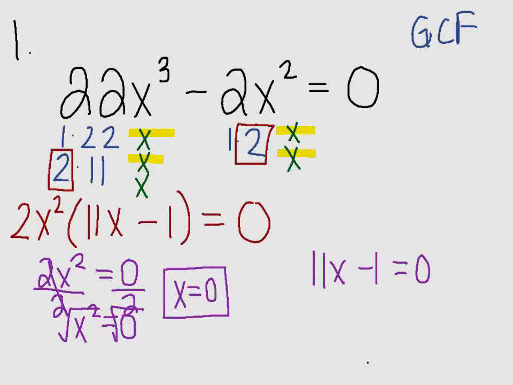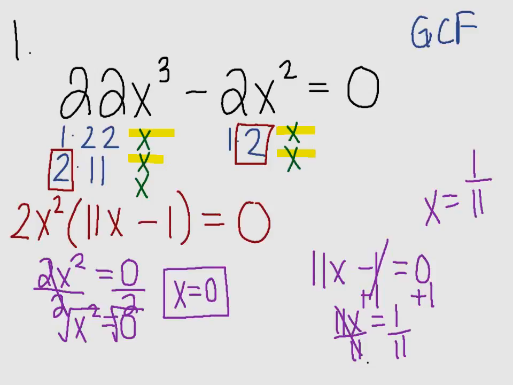Now I need to solve for x. I work away from the x and I add 1 to both sides. My 1's cancel. I'm left with 11x equals 1. Now I divide by 11 on both sides, and I get x equals 1 over 11. It is okay to leave it as a fraction or as a decimal. So my two answers are x equals 0 and x equals 1 over 11.